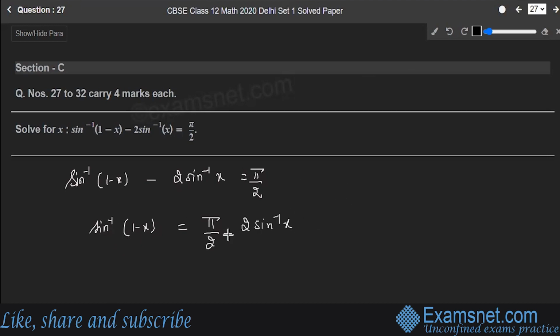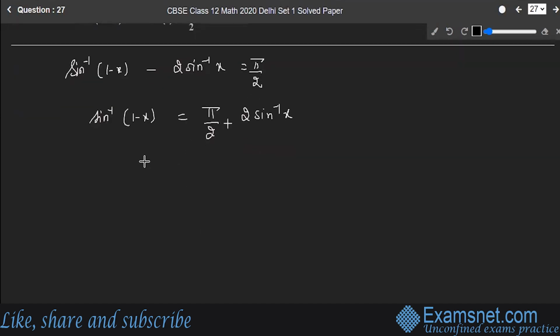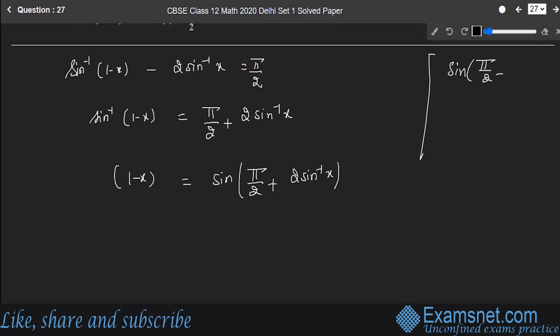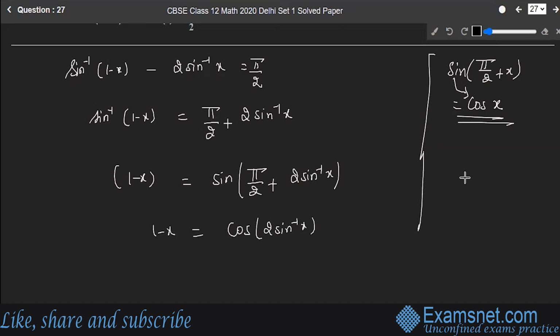Now I'll take the sine towards the right hand side. So this will be 1 minus x is equal to sine of (pi by 2 plus 2 sine inverse x). You know one identity: sine of (pi by 2 plus x) is equal to cos of x, because sine has changed into cos. So this can be written as cos of 2 sine inverse x, which is equal to 1 minus x.